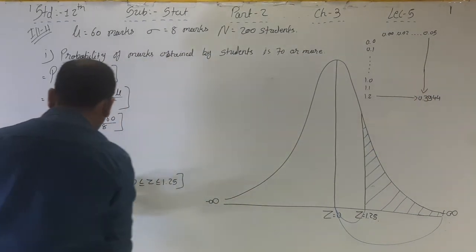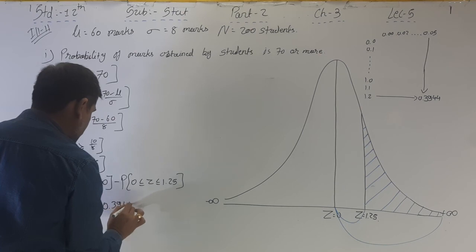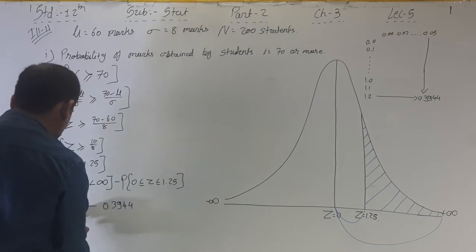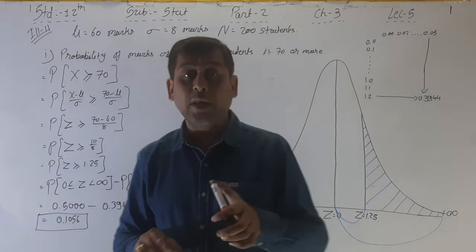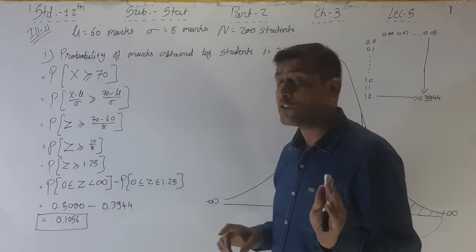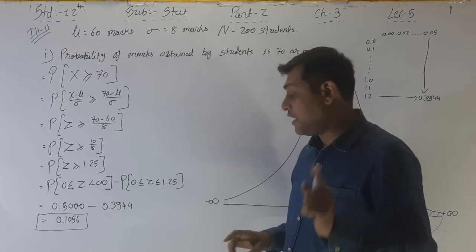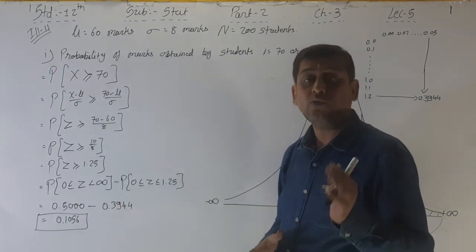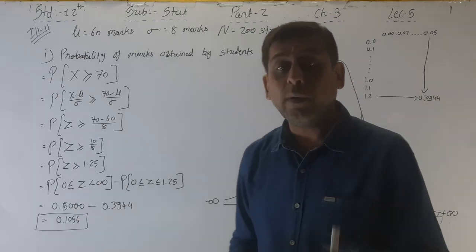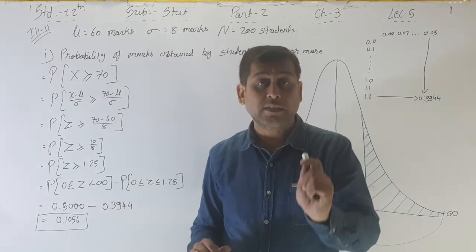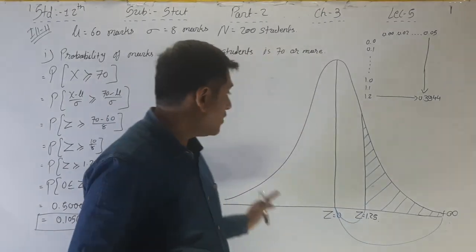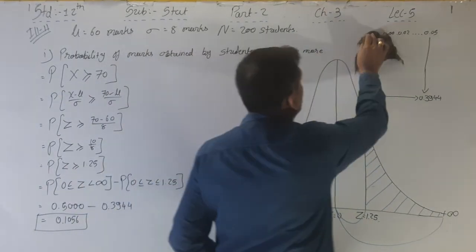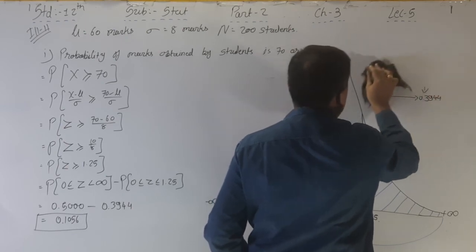So put the value here, 0.5000 minus 0.3944, and the probability is 0.1056. The final probability of obtaining marks more than 70 by the students is 0.1056. But we don't want probability here. We want what? We want the number of students, right? So write down after this one line. First of all, please write down this area and this. This is just for your explanation, so please don't write this in the sum.